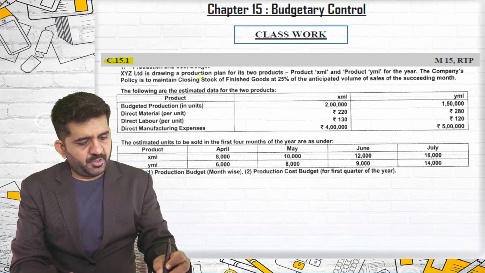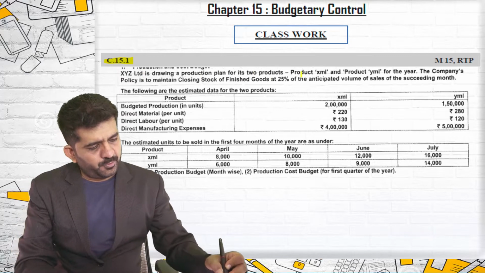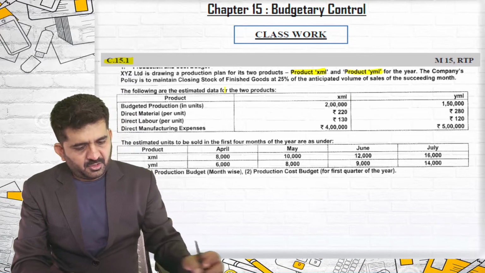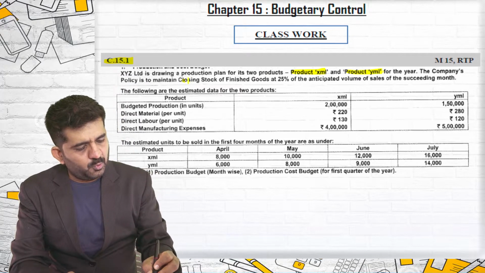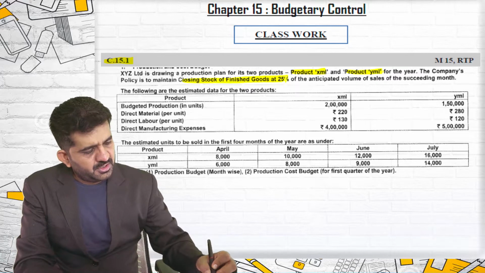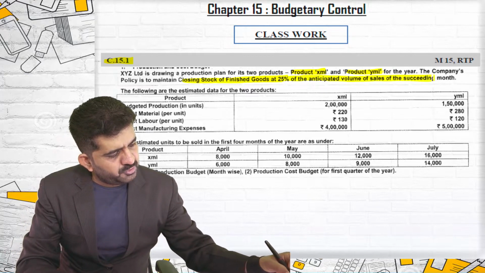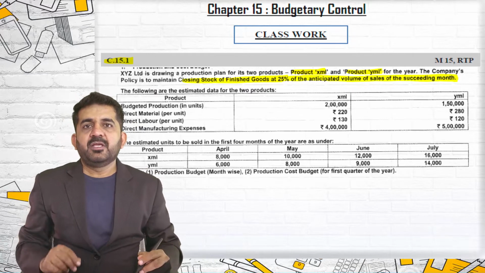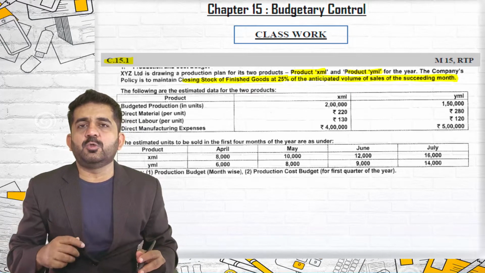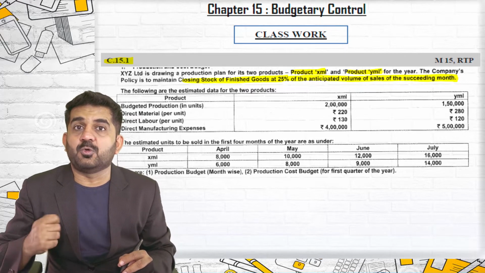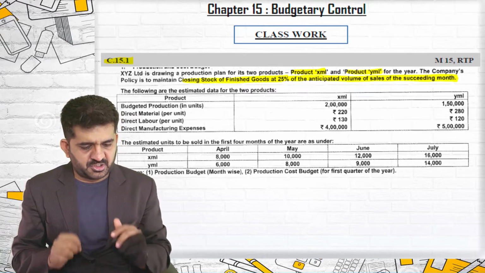XYZ Limited is drawing a production plan for two products, product XML and product YML. The company's policy is to maintain closing stock of finished goods at 25% of anticipated volumes of sales of the succeeding month. So if in the next month you are going to sell 1,000 units, you will be keeping 250 units in closing stock of the previous month.